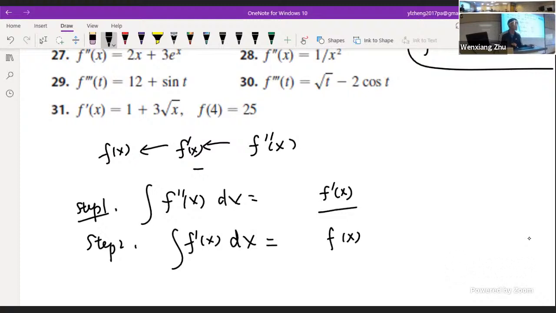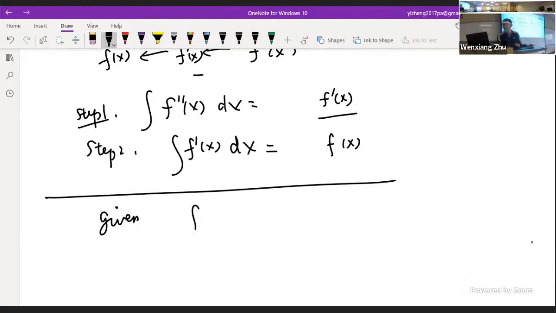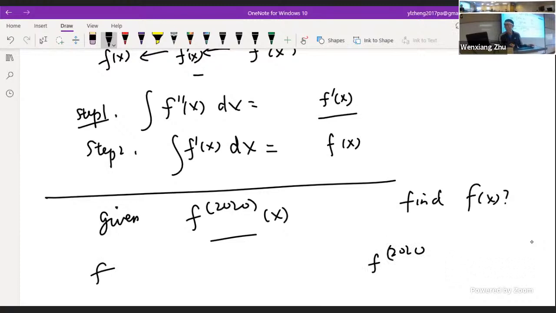It depends on how many generations you have. If you are given the 2020th order derivative of f, how do you find the original function f? You just go back, generation after generation, all the way to the first one. Does that make sense?